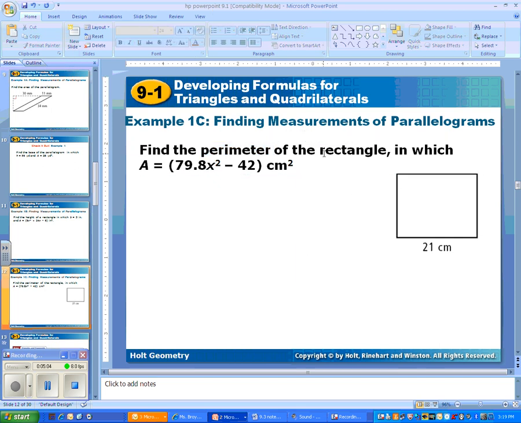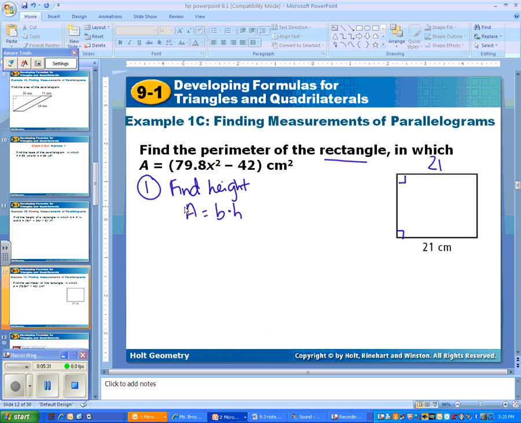It tells you it's a rectangle, so that means these two sides are perpendicular. Well, all the sides are perpendicular. And if this is 21, this one's also going to be 21. But we don't know what the other sides are. So the first thing we have to do is work backwards and find, let's call it, the height. We know that it's a rectangle, so the formula is area equals base times height.